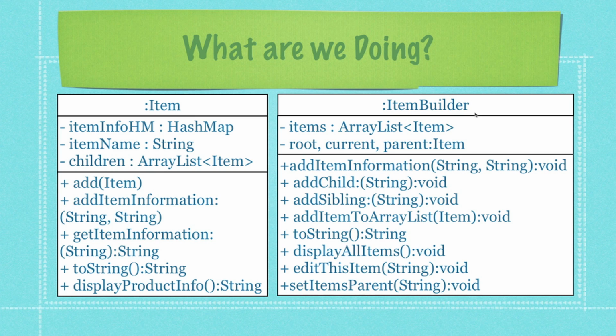Edit this item is going to change to an item object that you want to work with, and that item object's name is going to be in this string right here. Set item's parent is going to set the parent to the right item in the item builder. This is also going to allow us to traverse the tree. And one method I don't have here is called getItemByName. It's going to return an item object based off of you passing the item's name into it.